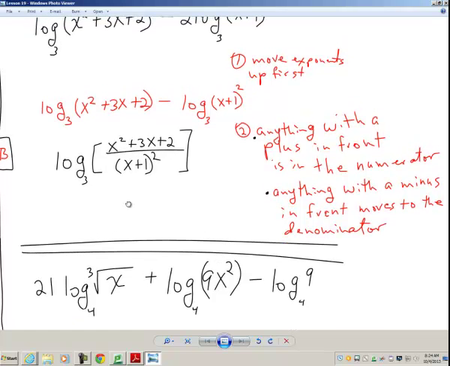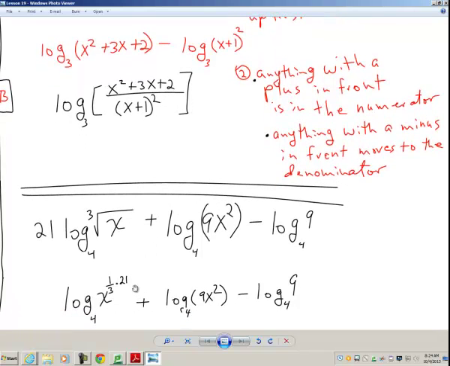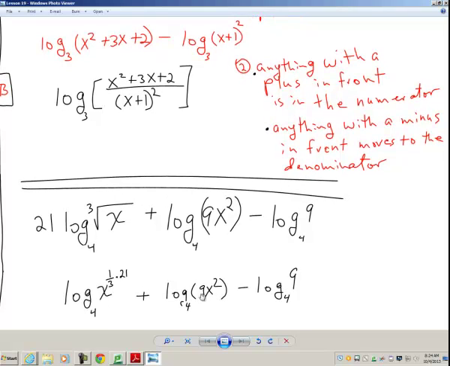Okay, we're going to condense this one. All right, what do we do first? Yeah, move the exponent, right? So this 21 is going to move up as an exponent. In this case, we can simplify this because this cube root can change to 1/3 as an exponent, right? And so this exponent becomes what? 21 times 1/3. What does that become? 7. Good. Okay. Now, what's going to go in the numerator? What's going to go in the denominator? This will be x to the 7th power here, this first one.